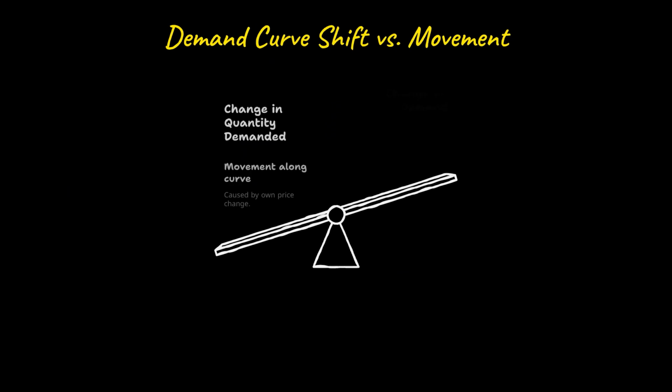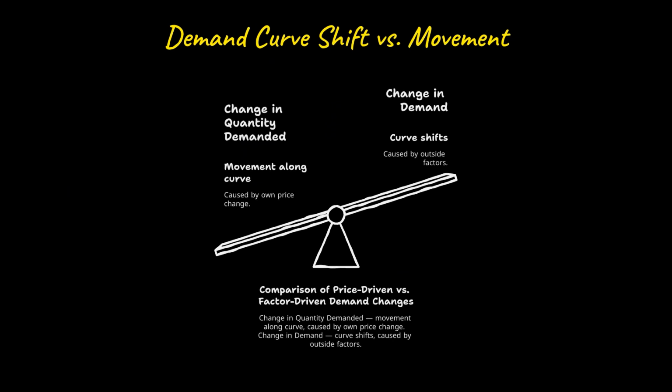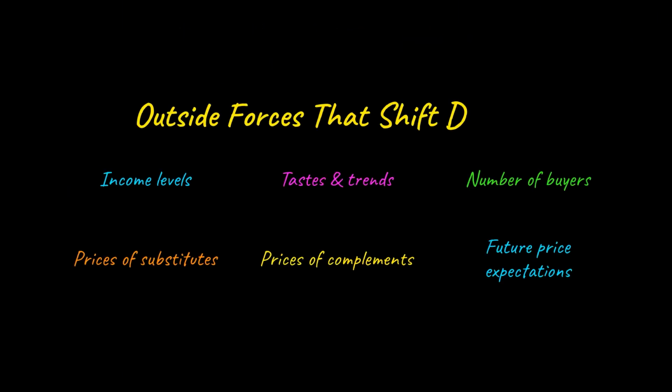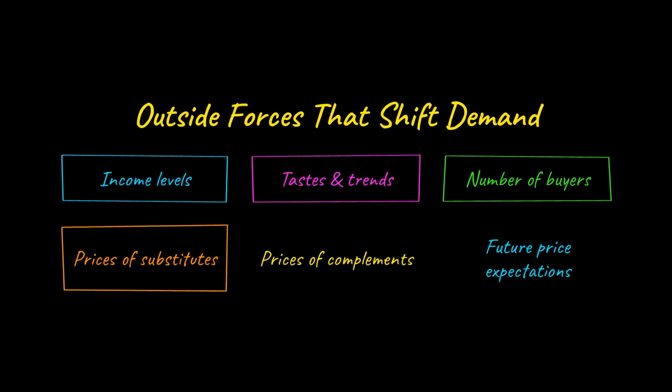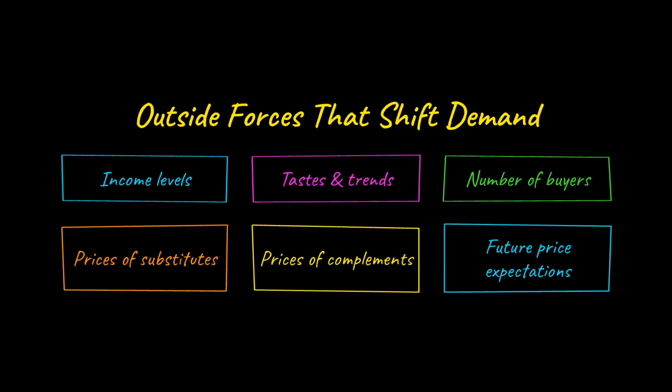When an outside force acts on buyers, the entire curve relocates. It shifts right when buyers want more at every price and left when they want less. The whole relationship moves rather than the buyer simply traveling along it. Six outside forces can shift an entire demand curve: income, tastes and preferences, the number of buyers, prices of substitute goods, prices of complementary goods, and expectations about future prices. None of these is the good's own price.